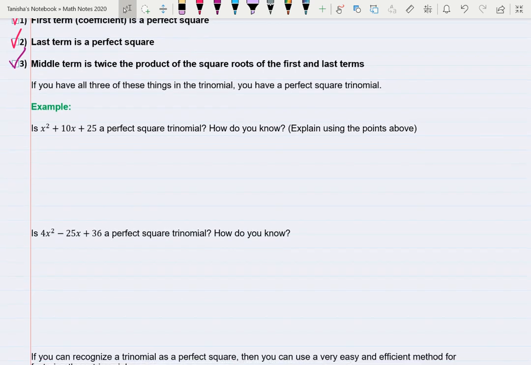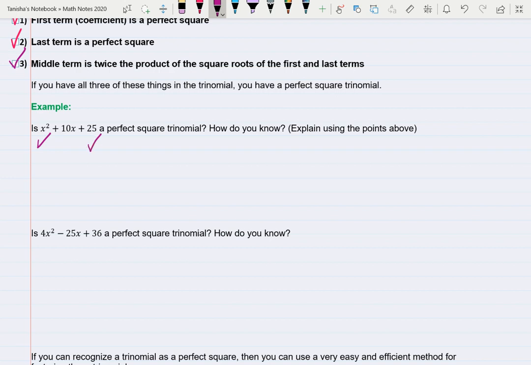We're given the trinomial, three-termed polynomial expression, x squared plus 10x plus 25. Is this a perfect square? Well, let's run down our checklist. Is the first term a perfect square? We have x squared. Yes, it is. Is the last term a perfect square? 25. Yes, it is, because 5 times 5 gives us 25.